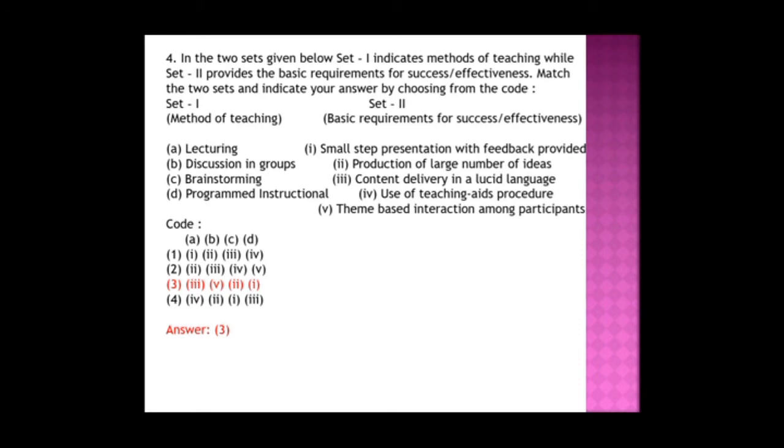So you can just match set 1 with set 2. Here in set 1, A, B, C, D, 4 options are there. That is methods of teaching. First method is lecturing, second is discussion in groups, third is brainstorming, and D is programmed instruction. And in set 2 there are 5 options. The first option is small step presentation with feedback provided, the second is production of a large number of ideas, the third is content delivery in lucid language, the fourth is use of teaching aids procedure, and the fifth is theme based interaction among the participants.